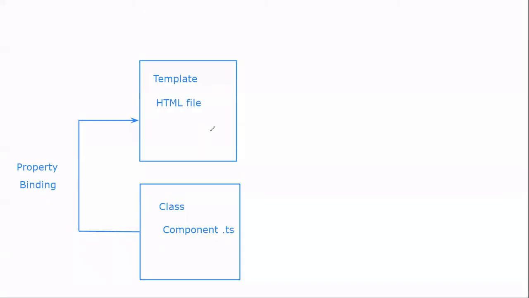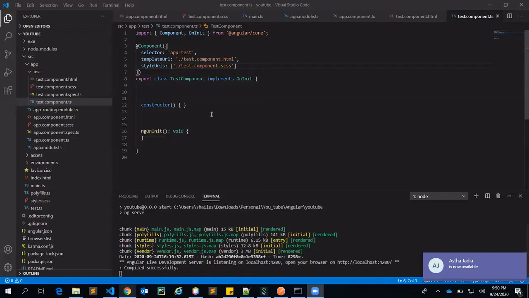Property binding is where you declare a property in the component class, and then you bind that property, declared in the class, into the template and use it there. So again, I'll go to my code, and I will start working.